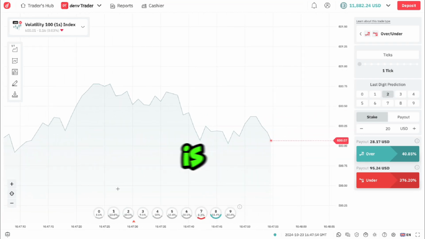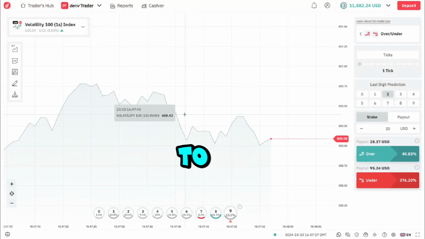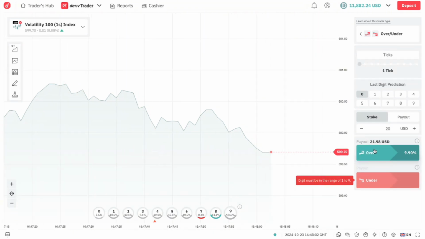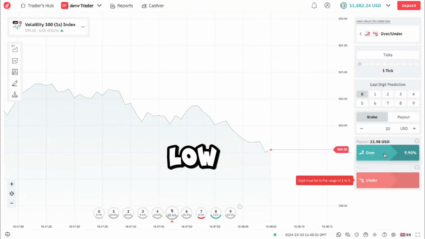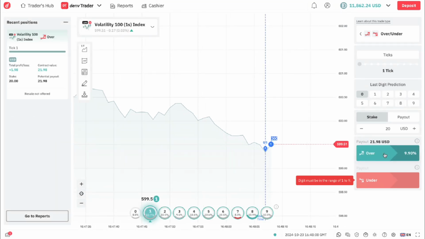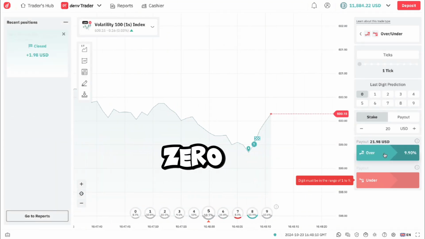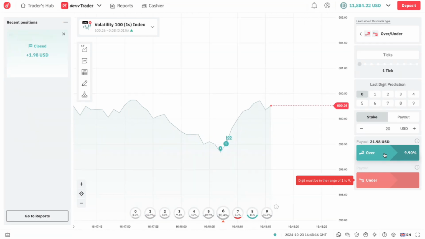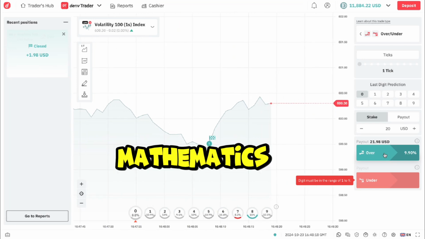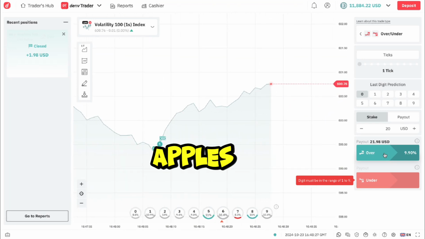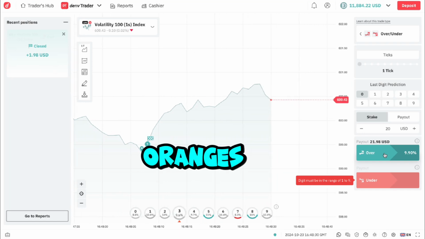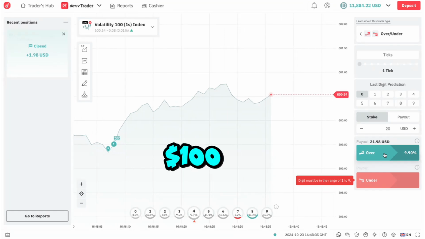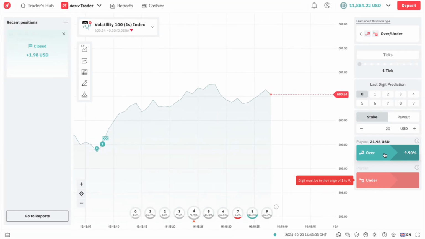So for example, 0 is 8.6. It's the closest to the least appearing number. So the likelihood of over 0 failing is very low. So anytime it touches 0, trade over 0. Brothers, this is just probability, simple elementary mathematics. If you dip your hand, you get apples. If you dip your hand again, you get oranges. Just think. This is something somebody is charging you $100 to teach you: probability.